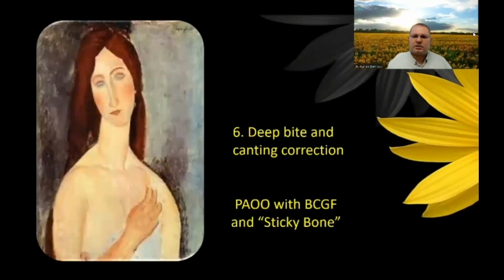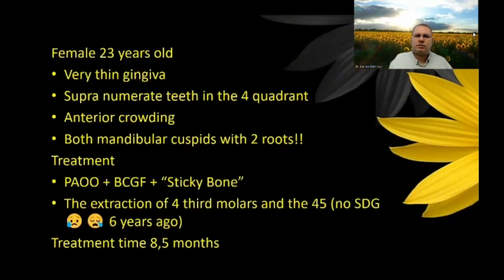Another case, deep bite and canting correction with PAOO and BCGF and sticky bone. Female, 23 years old, very thin gingiva, supernumerary teeth in the 4th quadrant, anterior crowding, both mandibular cuspids with 2 roots. The treatment was periodontally accelerated osteogenic orthodontics with blood concentrated growth factors and sticky bone. The extraction of the 4/3 molars and number 45. It was also an old case.